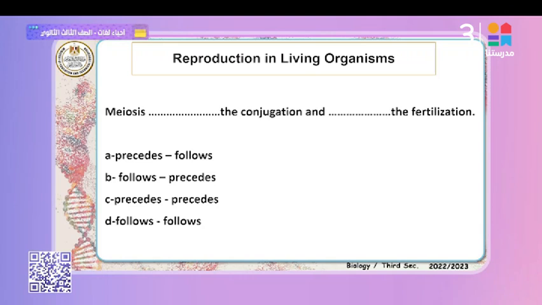Meiosis is blank the conjugation and blank the fertilization. Does meiosis occur after conjugation or before conjugation? It follows conjugation. Conjugation occurs first. So in blank number 1, meiosis follows the conjugation. And it precedes the fertilization. Fertilization doesn't occur without gametes, and gametes are formed by meiotic divisions. So the best answer is B: meiosis follows the conjugation and precedes the fertilization. That's right. Okay?